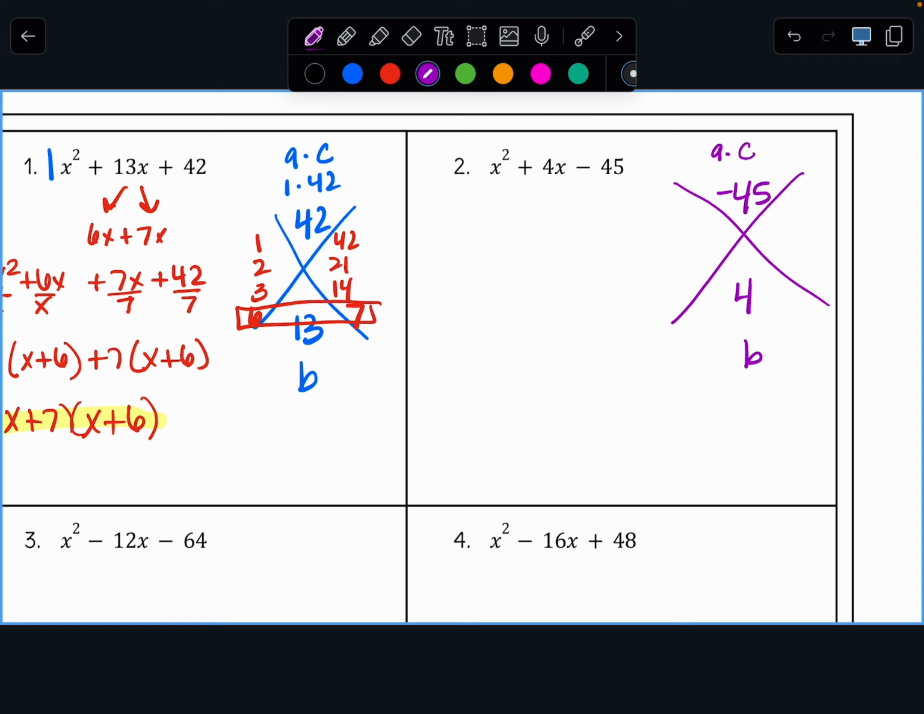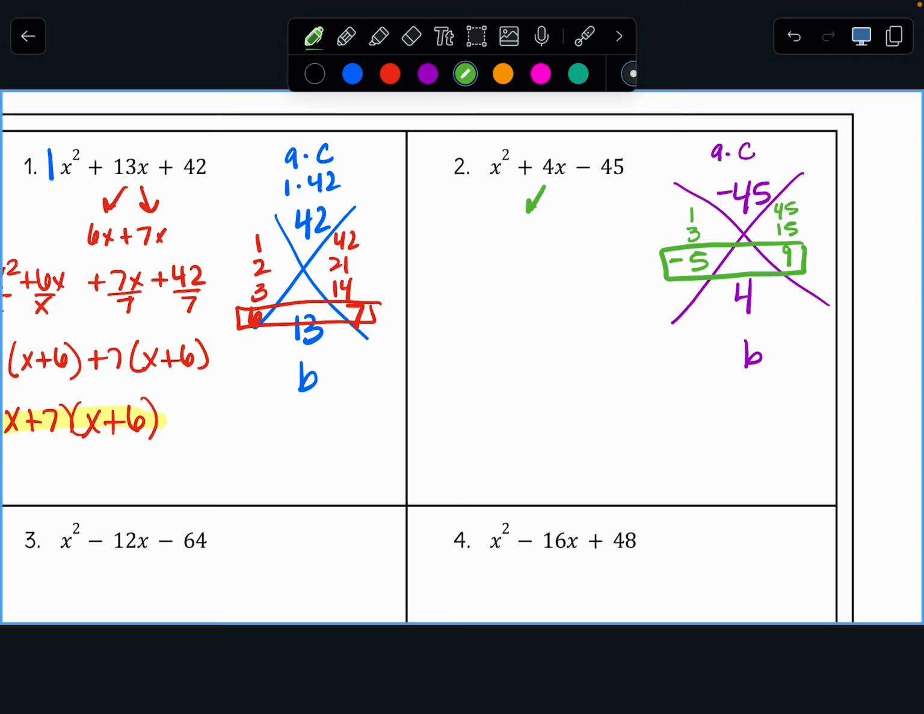Okay, what are the factors of 45? 1 and 45, 3 and 15, 5 and 9. Which ones can I add or subtract to get 4? Sorry, it is not 4 and 9, it's 5 and 9. If I make this negative, a positive and a negative equals negative 45, and when I add them, I get positive 4.